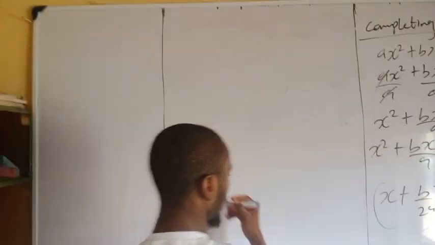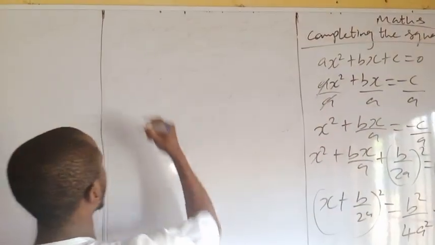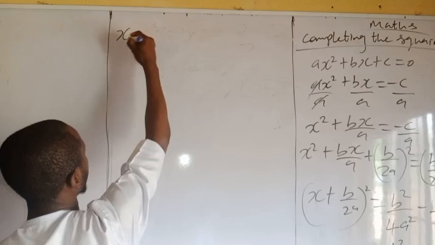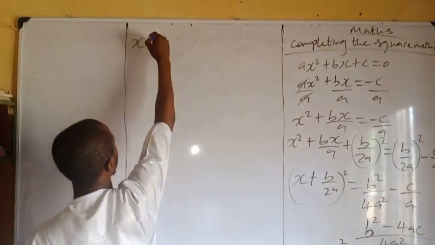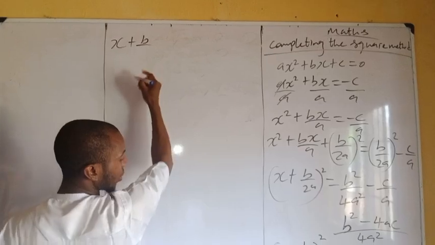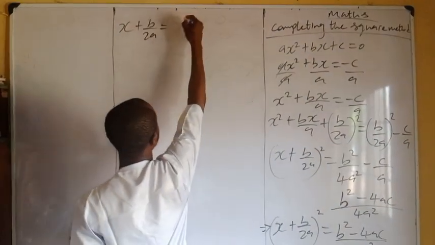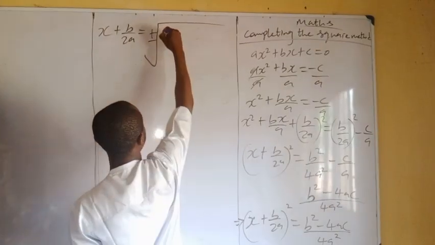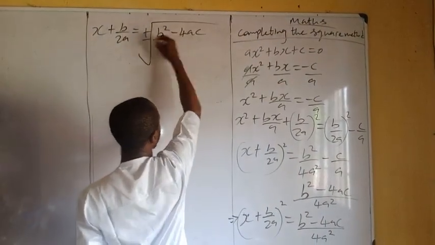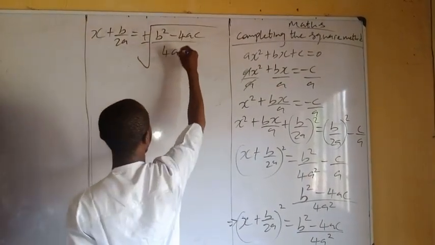Okay, coming up here, we take the square root of both sides so as to remove this square. Take the square root of both sides, so we have x plus b all over 2a equal to the square root. Of course, you know we have plus or minus the square root of b squared minus 4ac all over 4a squared.